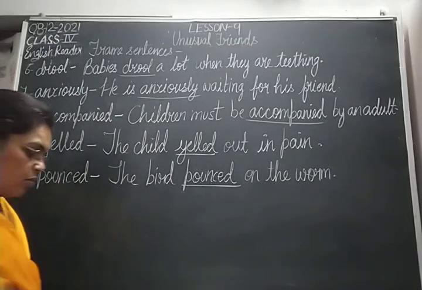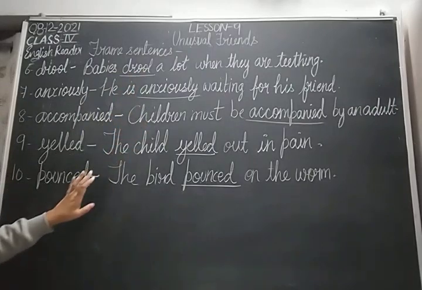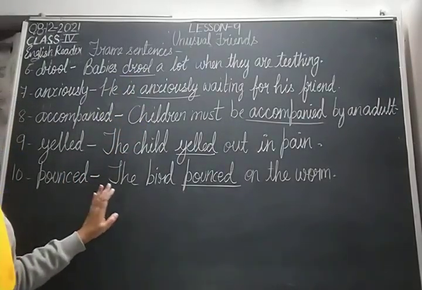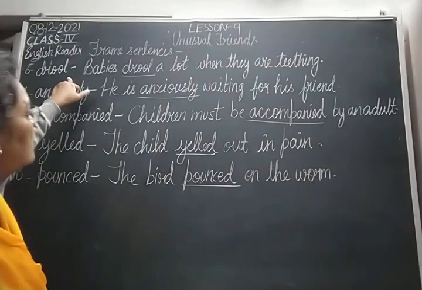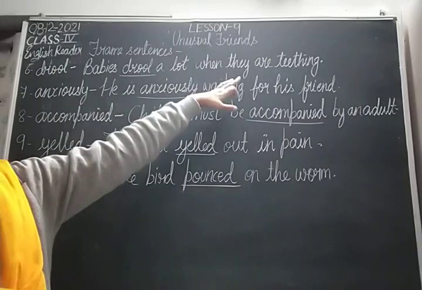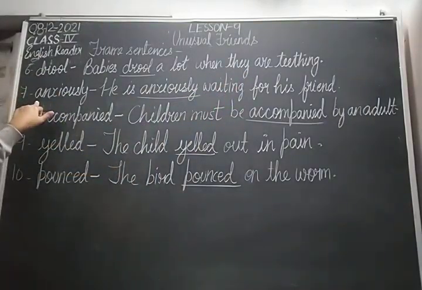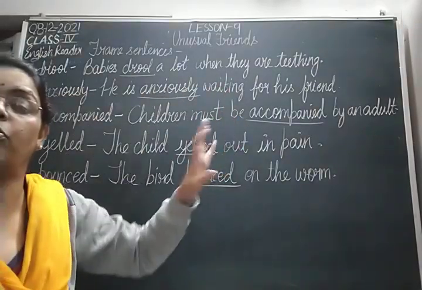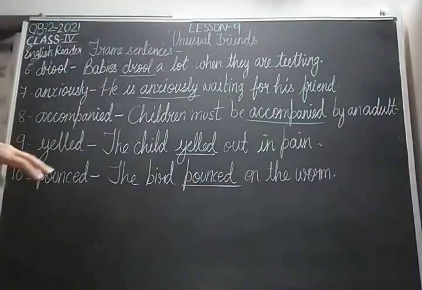So with this we have written sentences using 10 new words from the lesson. I'll revise. Drool, babies drool a lot when they are teething. Teething means जब बच्चों के दांत निकलते हैं. Seventh, anxiously. He is anxiously waiting for his friend. वो अपने बहुत बेसब्री से worriedly अपने friend का wait कर रहा है.